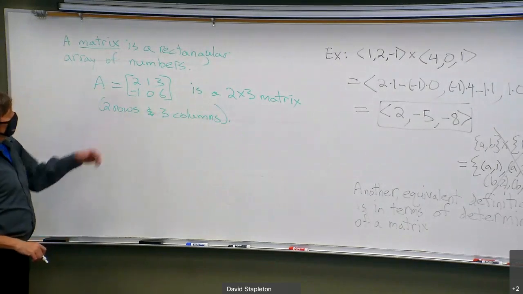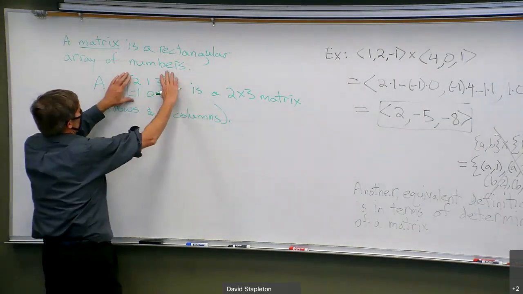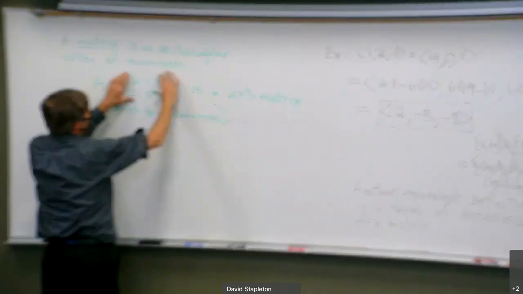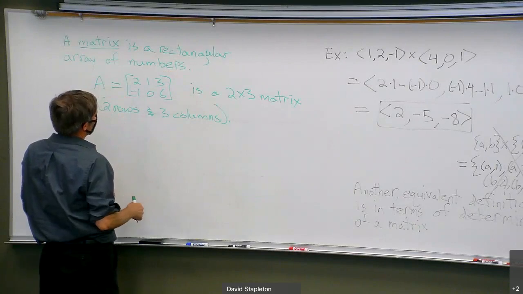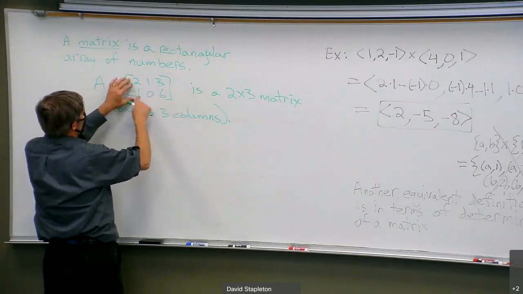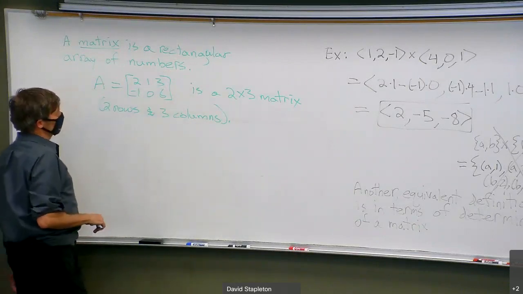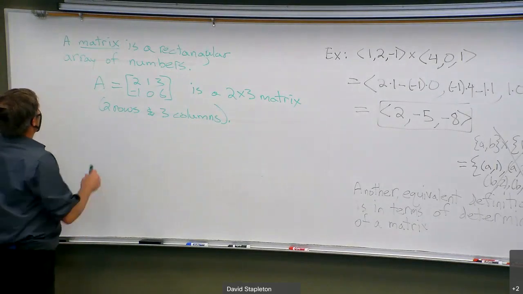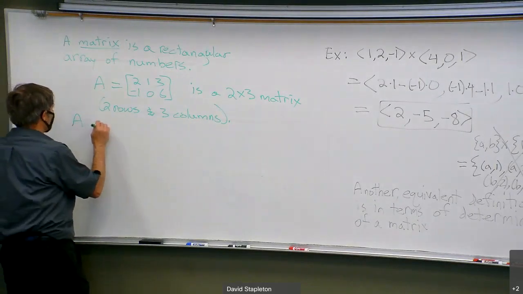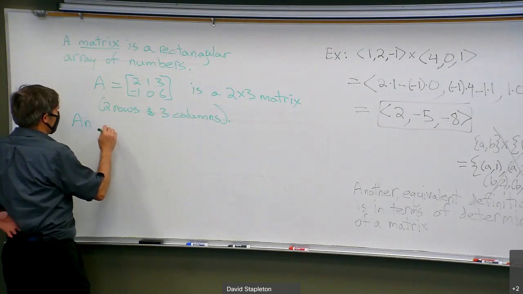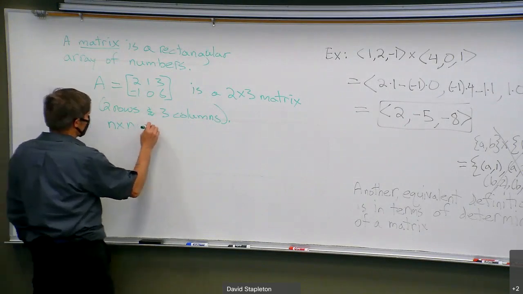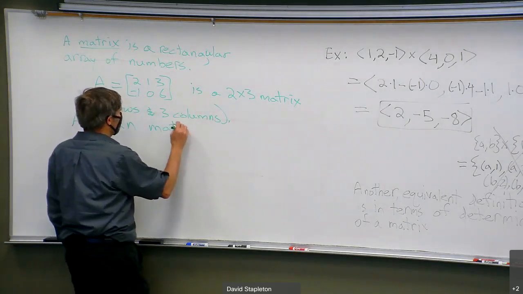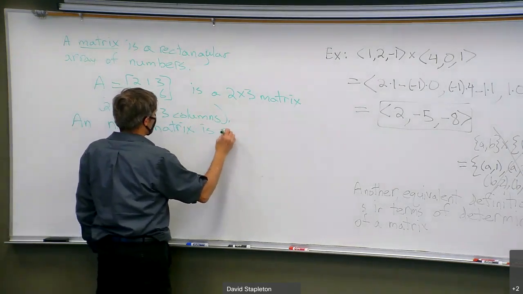The braces are just to help you know that it's a matrix. It's notation. But the matrix is actually just this rectangular arrangement of numbers. Now, a square matrix is a matrix that has the same number of rows and columns. So an n by n matrix, same number of rows and columns, is called a square matrix.